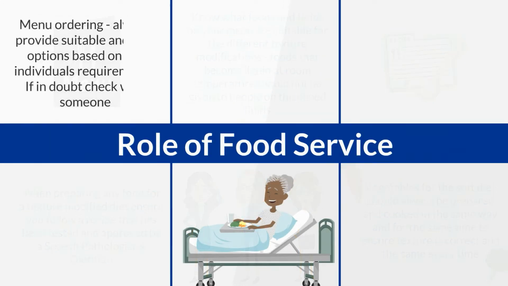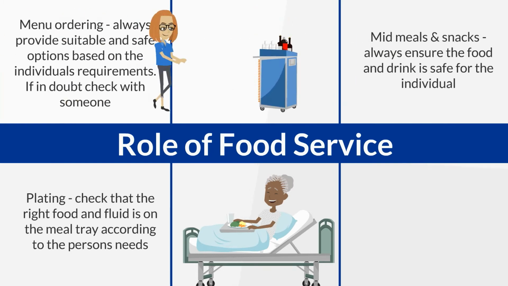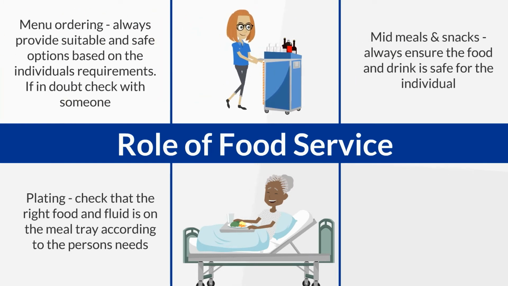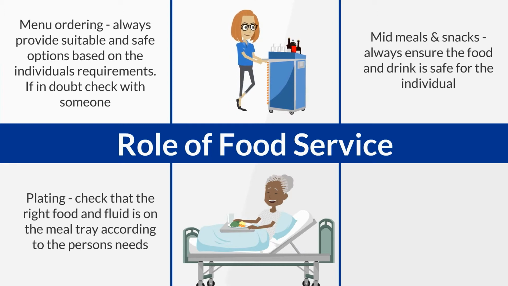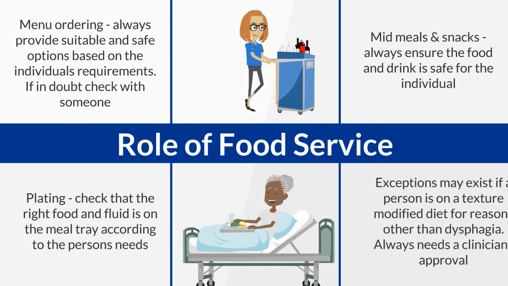When taking a menu order, always provide suitable and safe options based on their requirements. If in doubt, always check with someone. On plating line, always check that the right food and fluid is on the meal tray according to the person's needs. It's important you also check a person's requirements when delivering mid-meals and snacks. You need to ensure that food and drink is always safe for the individual.